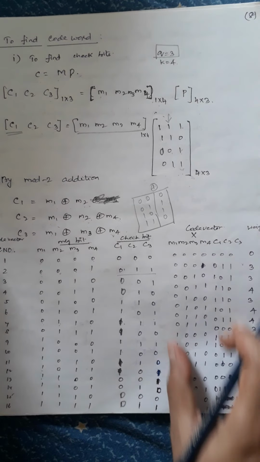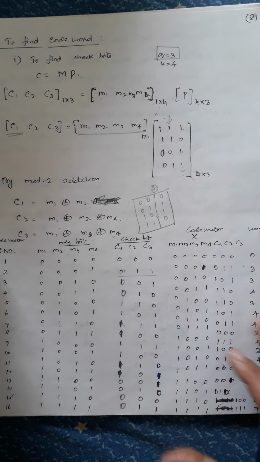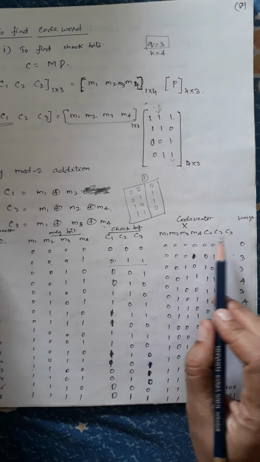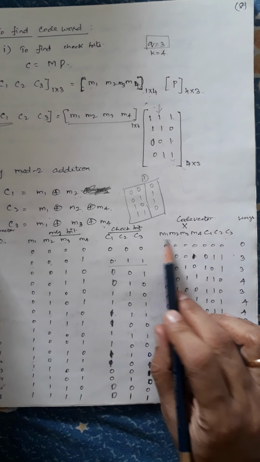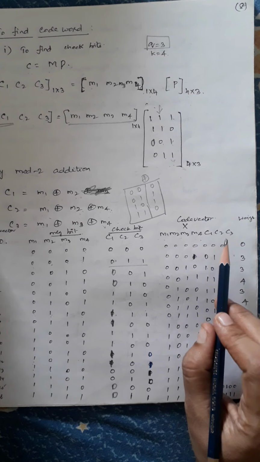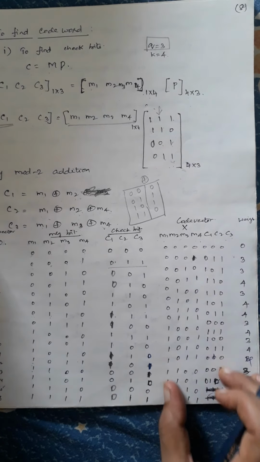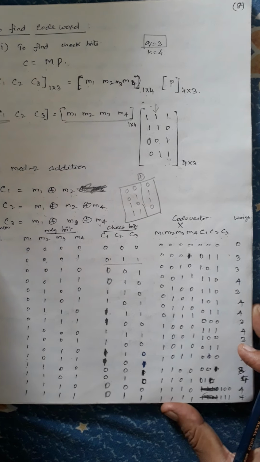And how do you write the code vector? So, this is the check bit form. How do you write the code vector? The code vector is the message appended with the check bits. Message is M1 to M4 because K is equal to 4, and check bits Q is equal to 3. So, this is going to be the code vector.